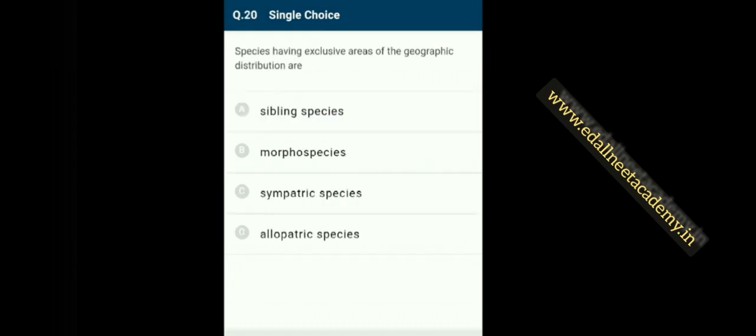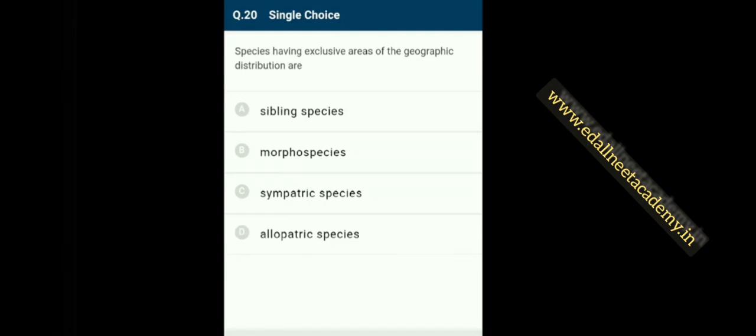Question number 20. Exclusive areas of the geographic distribution are: a species is a group of similar individuals that produce offspring that are fertile and capable of interbreeding. If a species population is reproductively isolated due to a geographical barrier, this results in development of two separate species. Such species are called allopatric species. These species have exclusive areas of geographical distribution. The evolution of a new species from an existing one due to reproductive isolation while present in the same geographical region is called sympatric species.